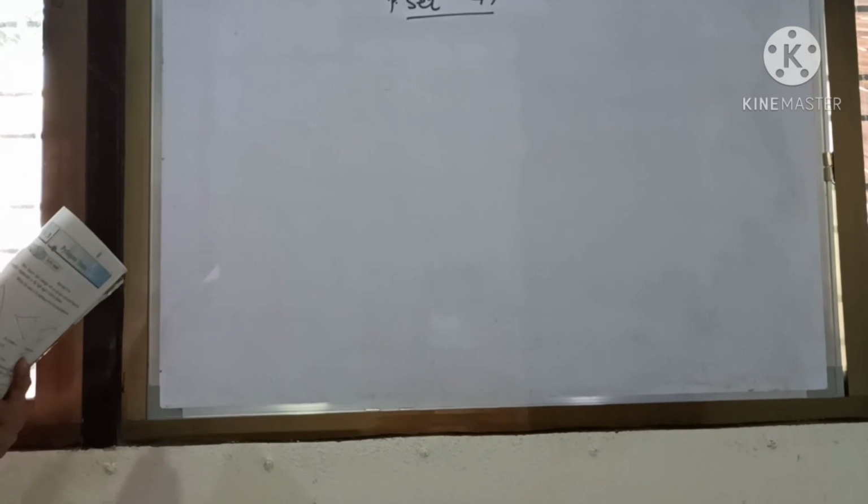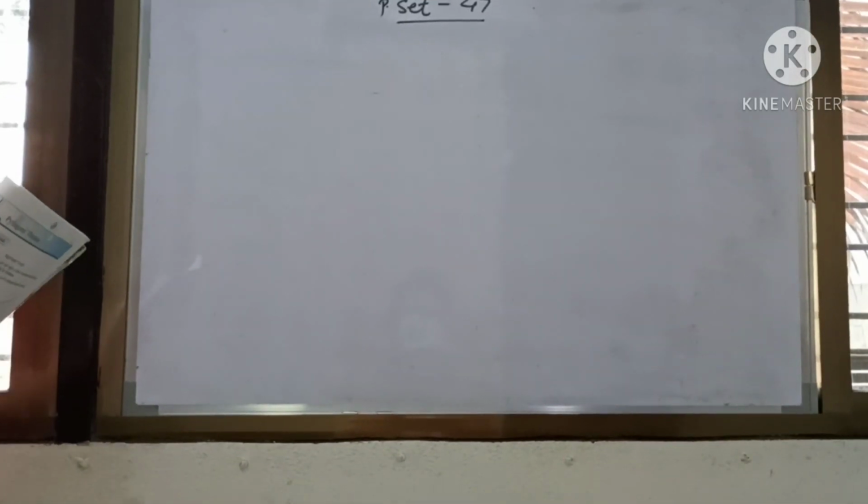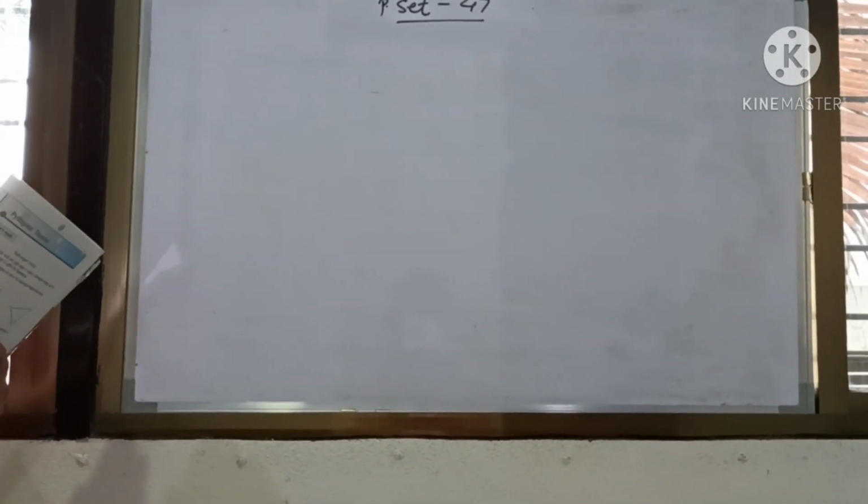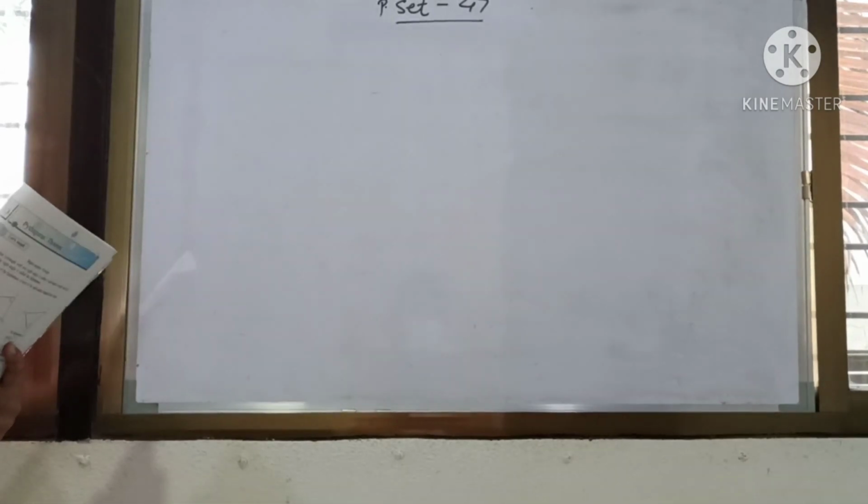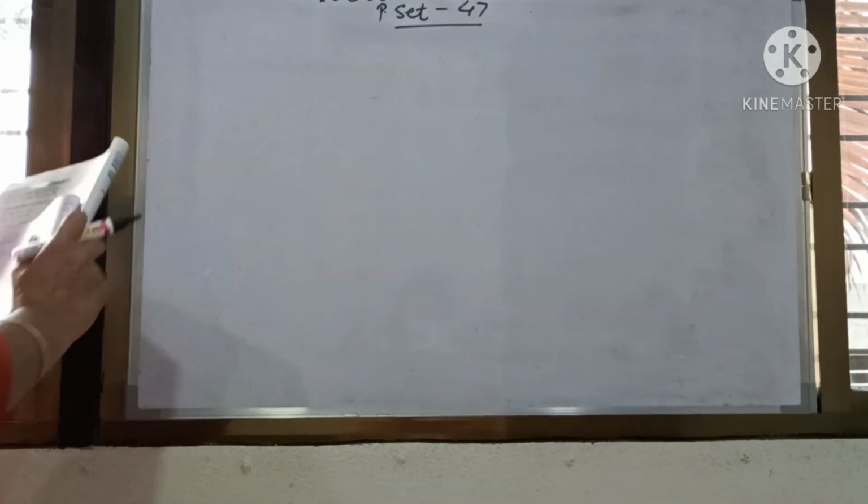Now let us solve a few examples from practice set 47. Find the total surface area of a cube having the following side. So we will solve two sums from this first question.